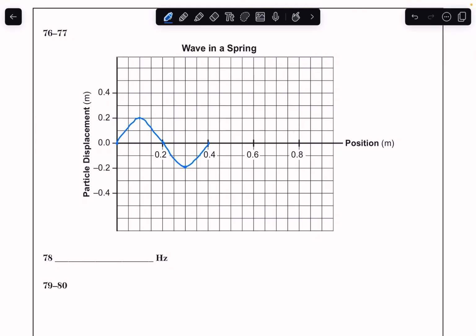So in the question, it said that 2 adjacent crests were equal to 0.4 meters, and when it says 2 adjacent crests, that just means the length of one wave. So the length of one wave is 0.4 meters, which is why this spans 0.4 meters, and the amplitude is 0.2 meters, which means the displacement is going to be like this. It goes up 0.2 and it goes down 0.2.